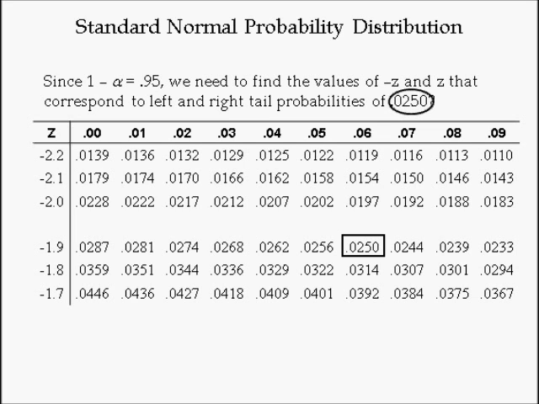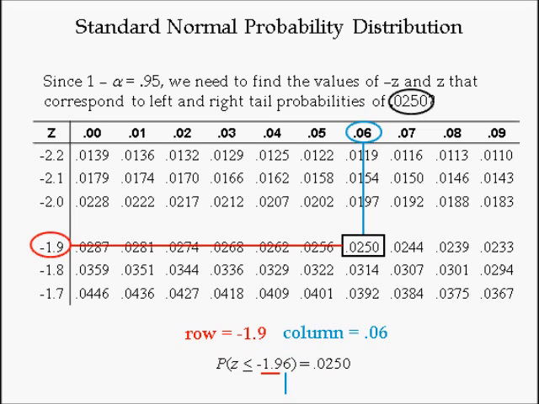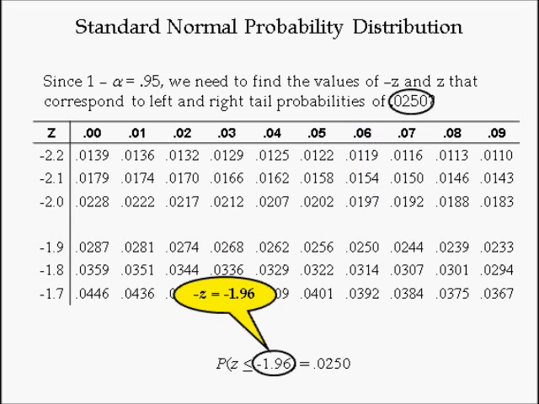So we locate 0.0250 in the standard normal table, which is in row negative 1.9 and column 0.06. Because the probability that z is less than or equal to negative 1.96 equals 0.0250, and the normal distribution is symmetric, negative z equals negative 1.96, and z equals 1.96. Thus, plus or minus z subscript alpha divided by 2 is equal to 1.96.